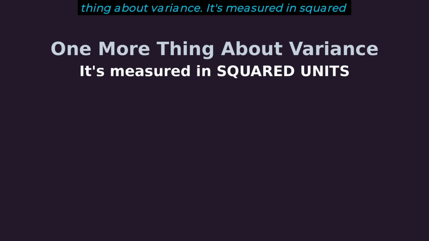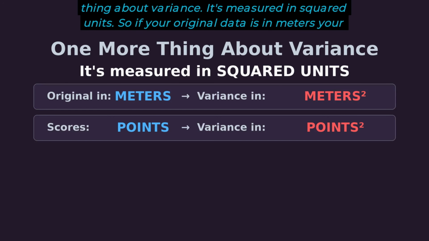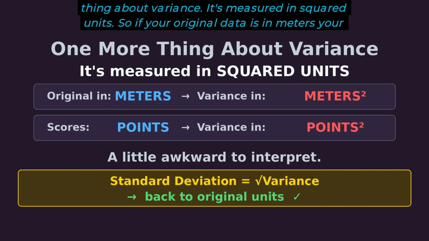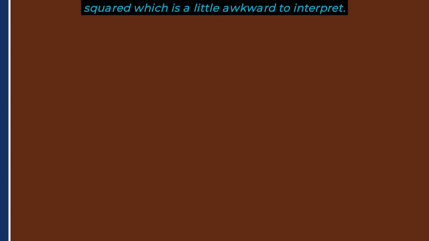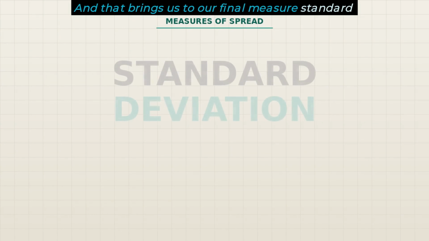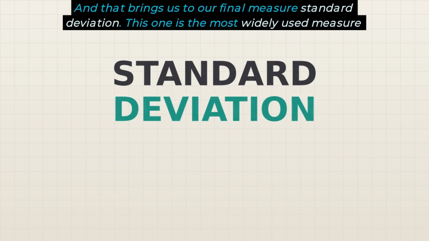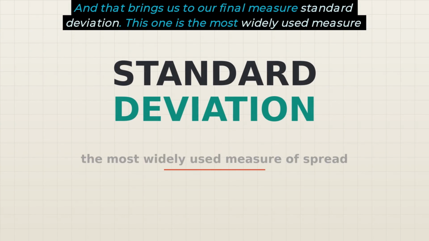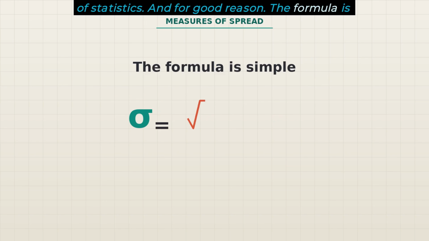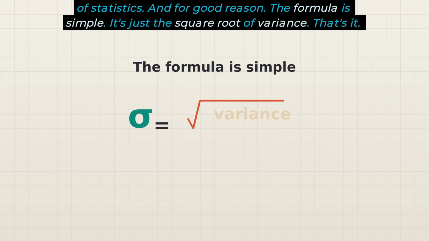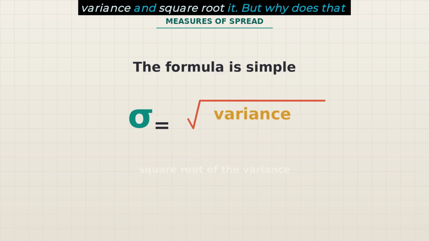One more thing about variance. It's measured in squared units. So if your original data is in meters, your variance is in meters squared, which is a little awkward to interpret. And that brings us to our final measure: standard deviation. This one is the most widely used measure of spread in all of statistics. And for good reason. The formula is simple. It's just the square root of variance.